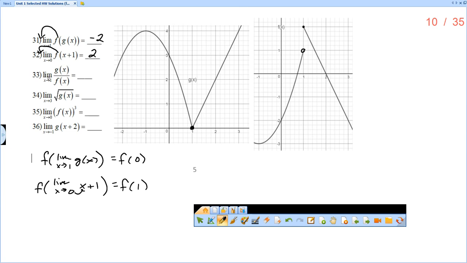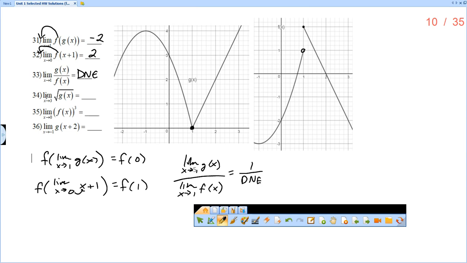All right. 33, we're just going to evaluate the limit as x approaches 1 of g divided by the limit as x approaches 1 of f. So what is the limit as x approaches 1 of g? Well, limit as x approaches 1 of g is 1, divided by the limit as x approaches 1 of f. That does not exist, right? Because the limit from the left is different from the limit from the right. And so 1 divided by does not exist is does not exist.